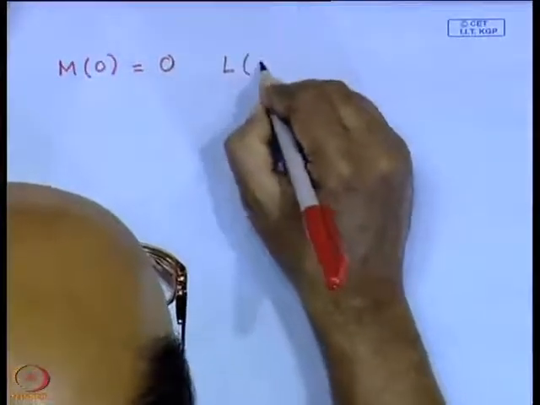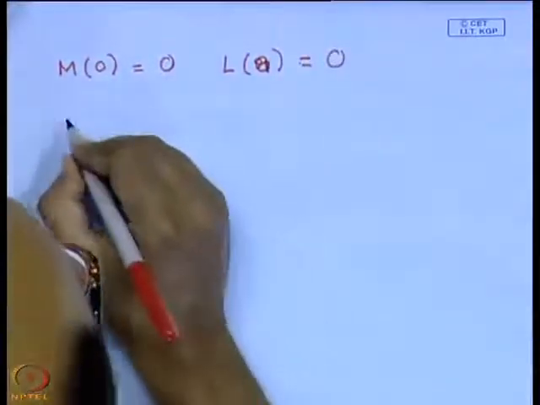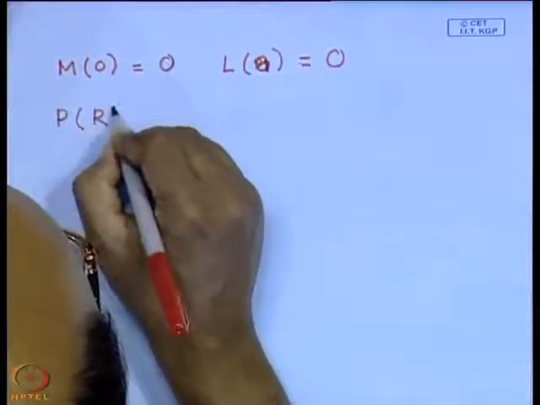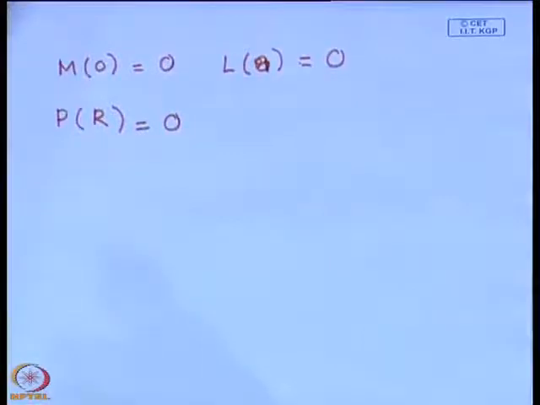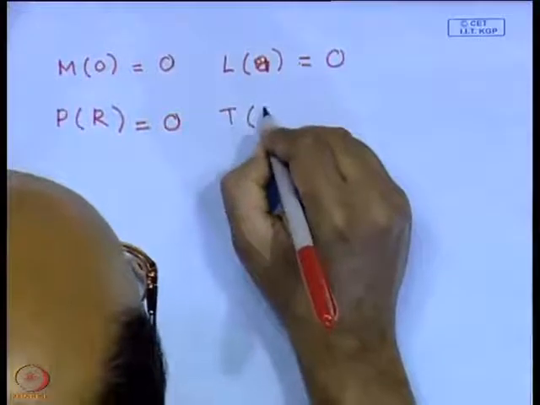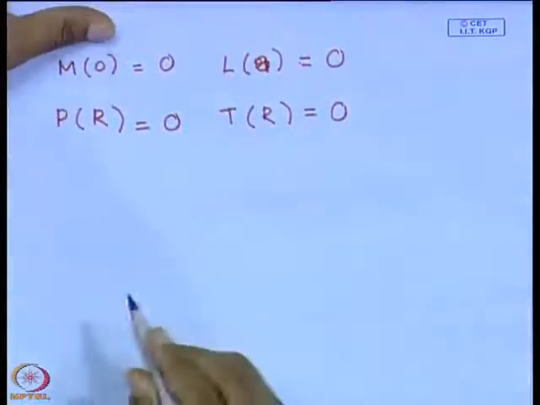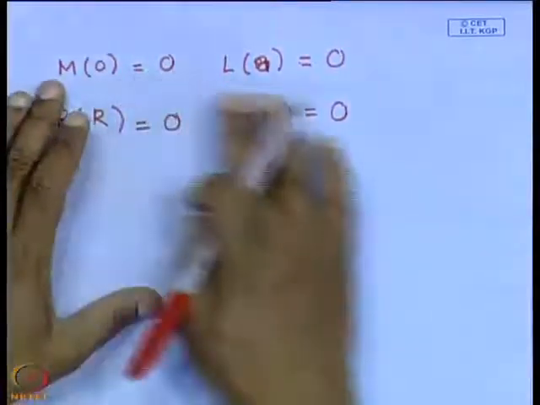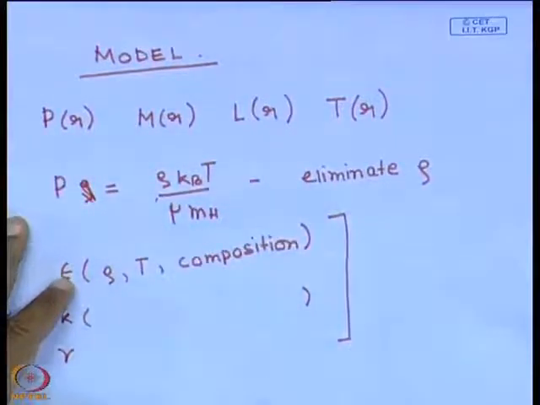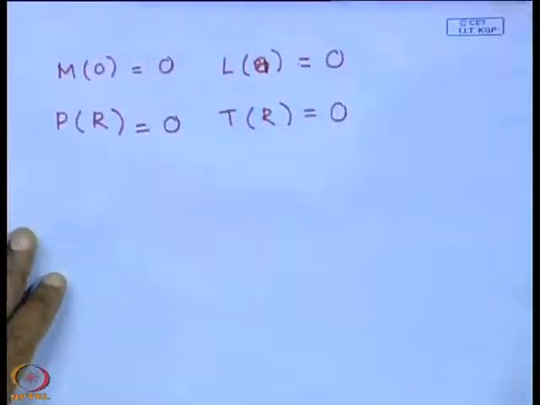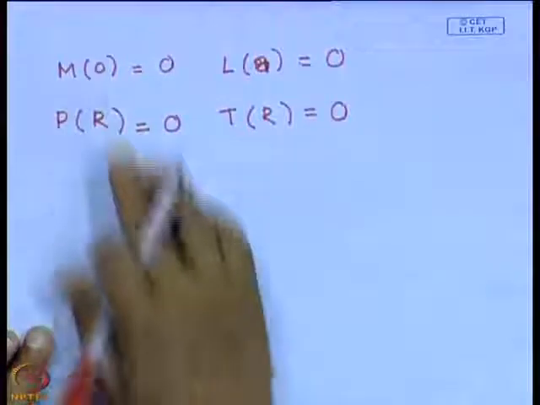The luminosity at the center is 0 at the origin. The pressure at the surface of the star should vanish if it has to be in equilibrium. The temperature at the surface also has to vanish. So, one could put in these boundary conditions, and you have the 4 differential equations in addition to these conditions. Now, I know the mass at the origin is 0, I know all of these boundary conditions.